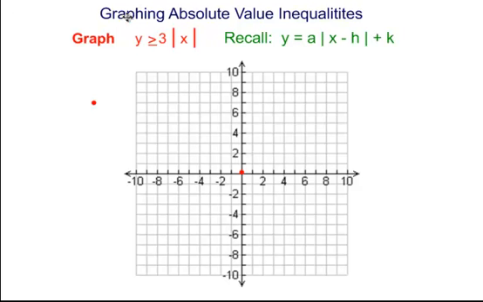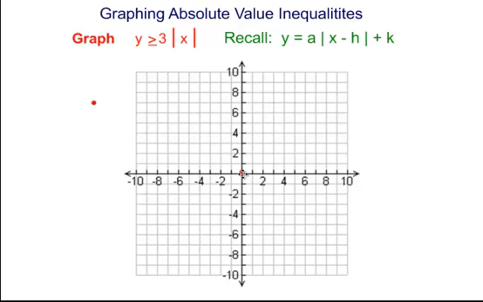Okay, class, we're going to be graphing absolute value inequalities, which is very close to what we have been doing recently with absolute value equations. So the first one up is we're going to graph y is greater than or equal to 3 times the absolute value of x. Remember that we have this form from absolute value equations where you would look at the h and the k value to see where the vertex translates from the origin.